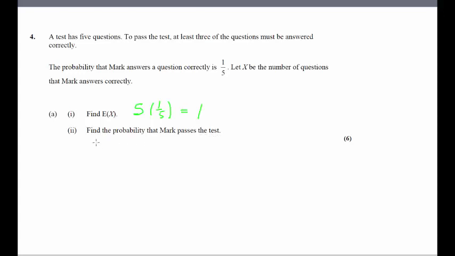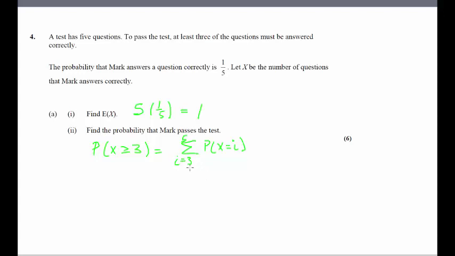And so to pass the test, he would need to answer at least greater than or equal to 3 questions. And so we'll do this on our calculator. Really, again, our formula is the fact that we are summing up from 3 to 5, the probability, and we say that X is equal to i. I should have written that i is equal to 3.